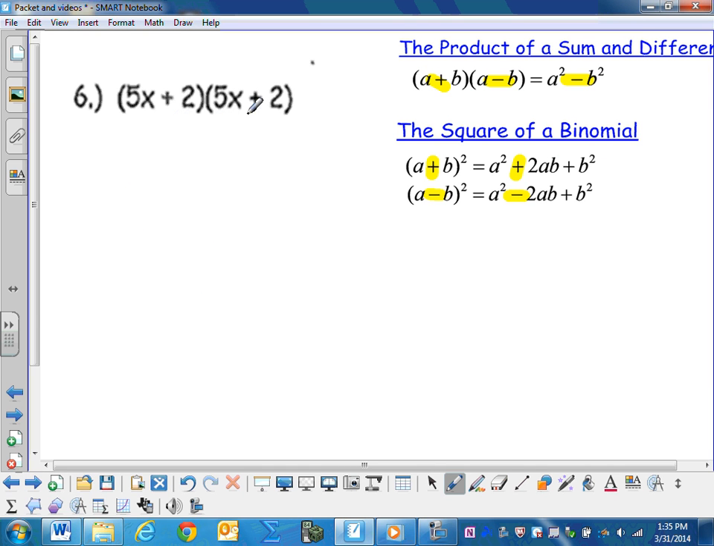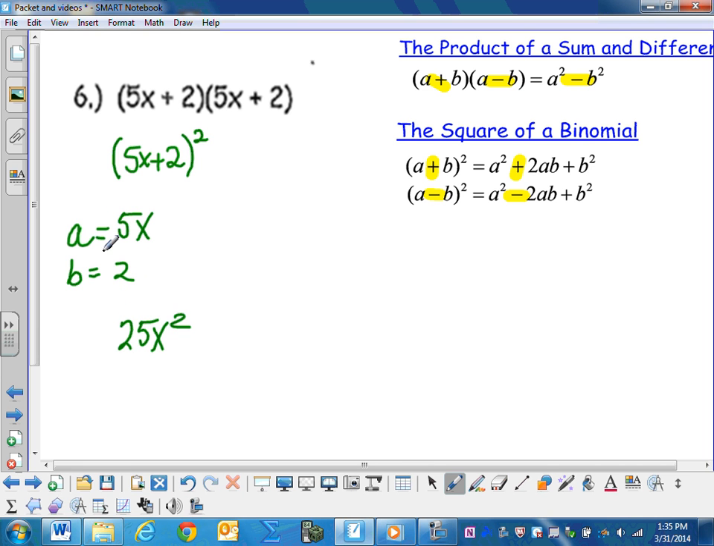5x plus 2 times 5x plus 2. Well, this looks like the product of a sum and a difference, but it's two of the same sums. Wait a minute, it's the same thing multiplied by itself. Couldn't I have written this as 5x plus 2 squared? That's the square of a binomial. So, how do I multiply that? A is equal to 5x, and b is equal to 2. A squared is 25x squared. I take a times b, which is 10x, and double it, 20x. And I square b.